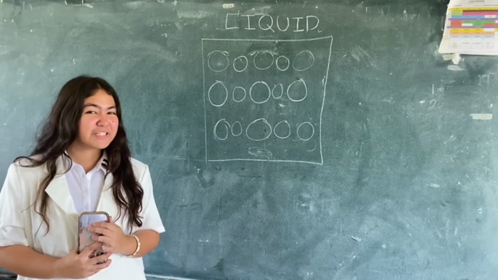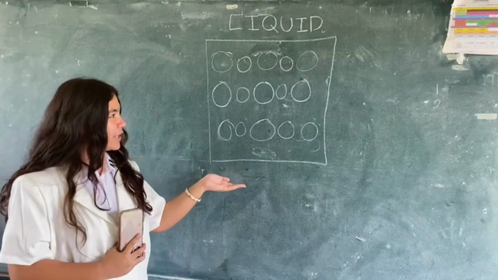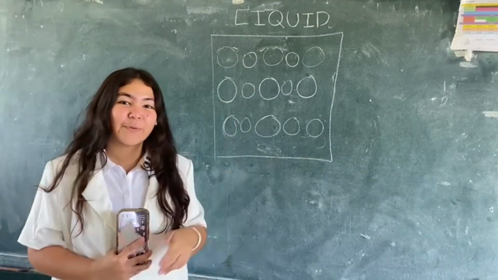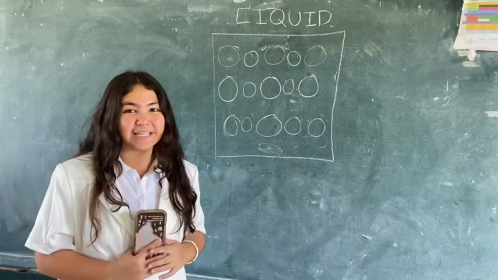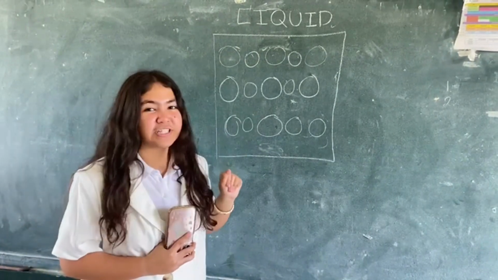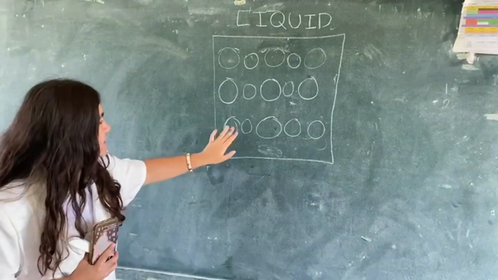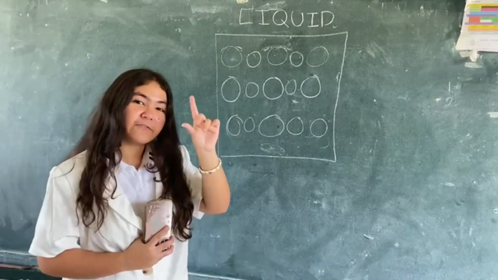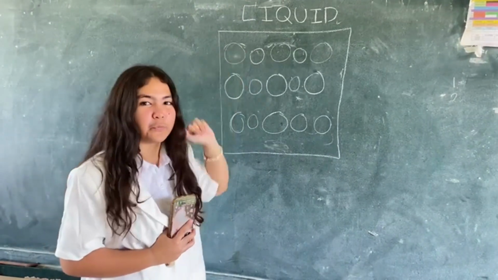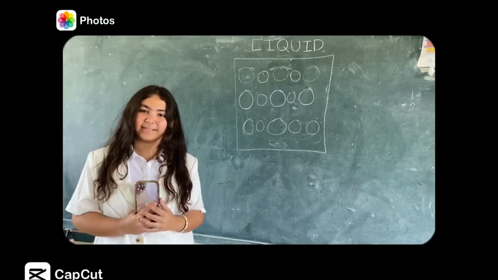An example to liquid's particles is this one over here. The square represents the space and the circles represent the particles. As you can see, the particles are still close to each other, but this time they're a little bit far. And because of this, they have space to move and flow.